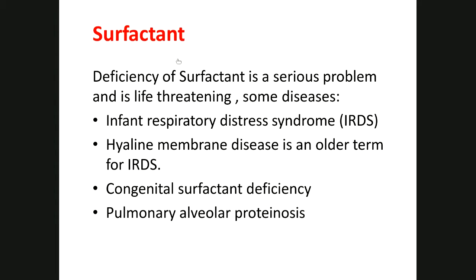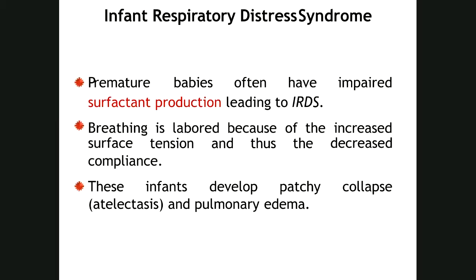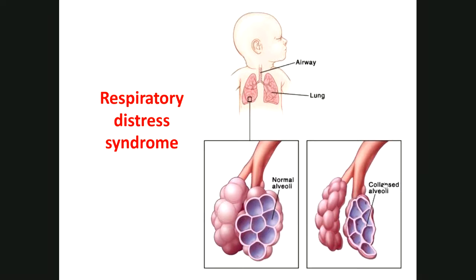Those are some of the disorders that are related to deficiency of surfactant, which we explained one of them in the babies, infant respiratory distress syndrome, which happens due to increased surface tension by the deficiency of surfactant. They will develop collapse of the alveoli because of the increased surface tension as shown here in the figure. So this is an RDS in a baby, which is immature.